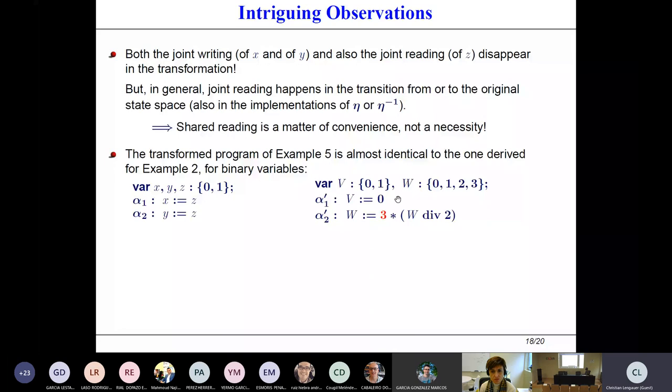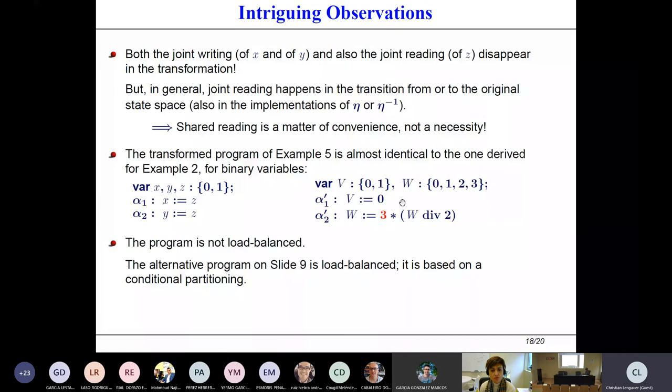We have another target program, it's way back on slide five, that is load balanced. And if you remember, that was the program which had a different set of assignments for the value z equals zero and for the value z equals one. This program is load balanced, but it doesn't fall out of our independence criterion. Why not? Because it is conditional. The alternative program on slide nine is load balanced, but it is based on a conditional partitioning. Now you can, of course, apply the independence criterion also by proposing conditional partitionings. But you don't need to. In the case of example five, we have one partitioning, one target program that is not conditional, another one that is conditional. So that's all very strange.